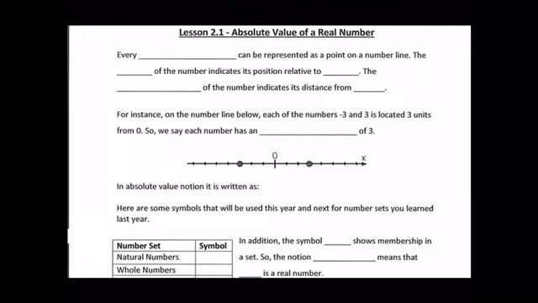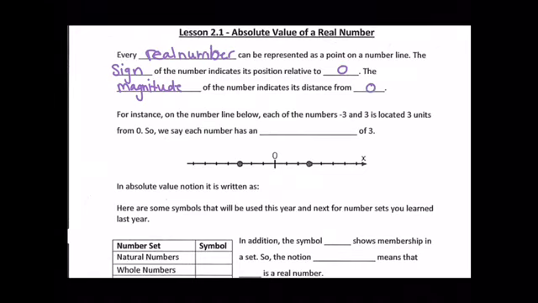So every real number can be represented as a point on a number line, and the sign of the number indicates its position relative to 0, positive or negative numbers, right? And the magnitude of the number indicates its distance from 0.